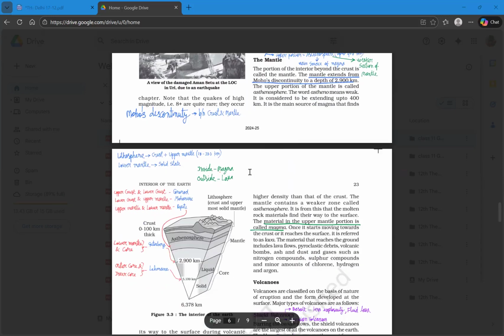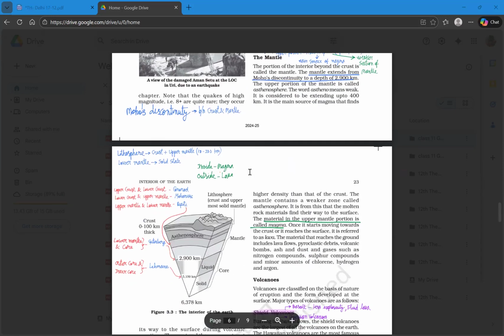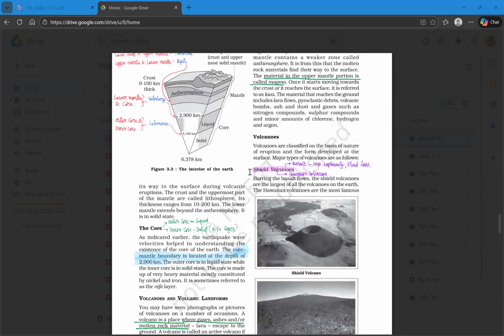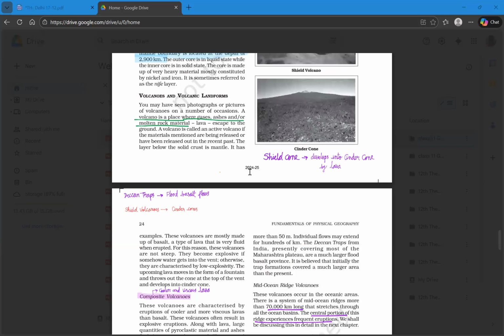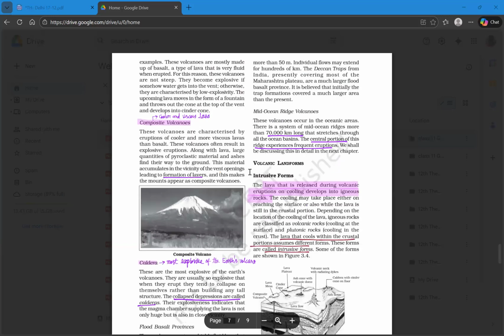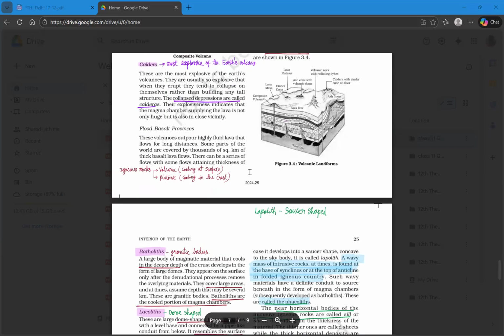We have learned the discontinuities between each portion, and then we have learned volcanoes, types of volcanoes, and the intrusive forms also. So this is all about chapter 3 of NCERT Class 11 Physical Geography.